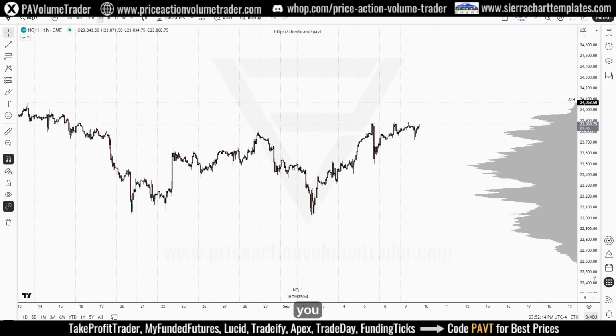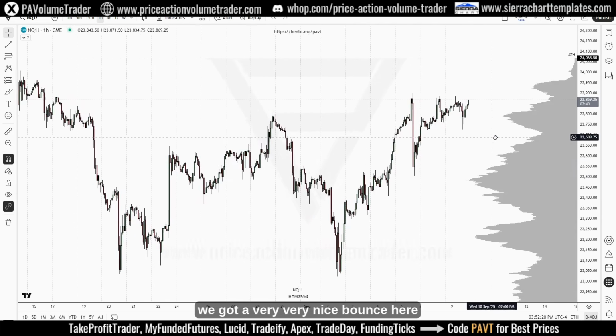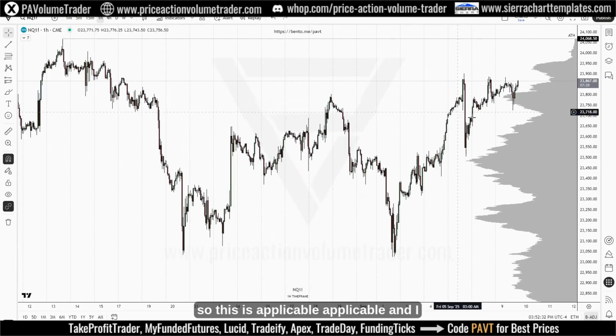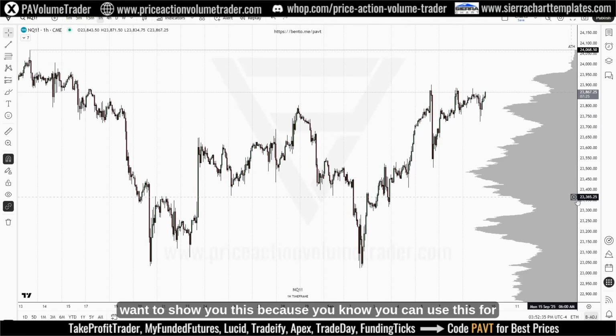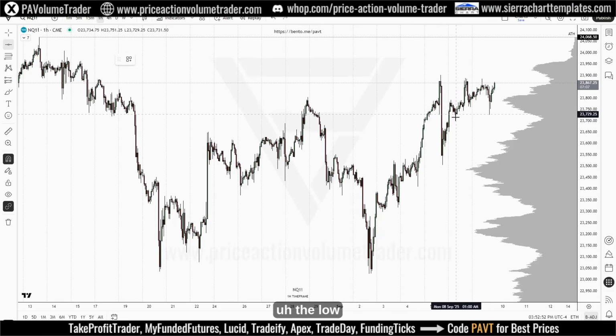So if we zoom in, you can see here on Tuesday, we got a very, very nice bounce here on this 10 a.m. candle where we came down right into the bottom edge of this node. So this is applicable, and I want to show you this because you can use this for intraday, for longer term swing trading. Just by looking at this chart, you can immediately see, if I get a horizontal line, you can see we had support right here before. This was on the low of Monday.